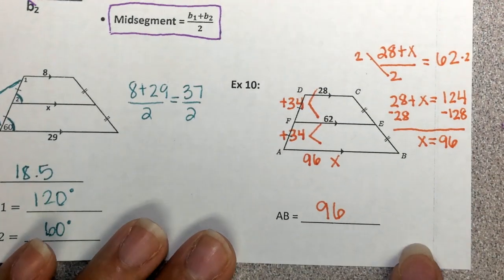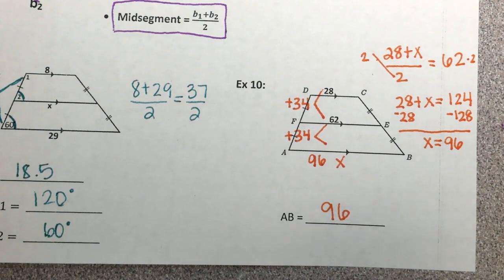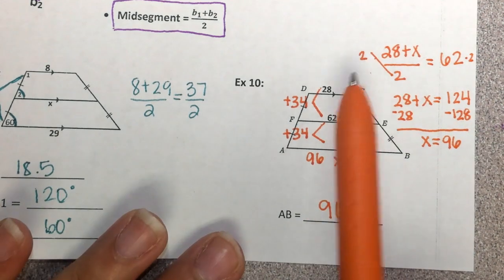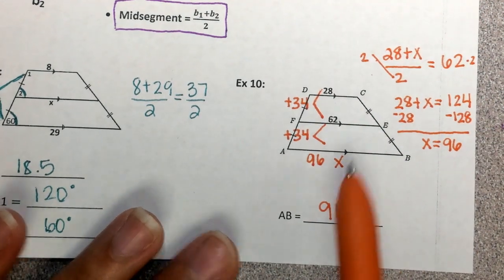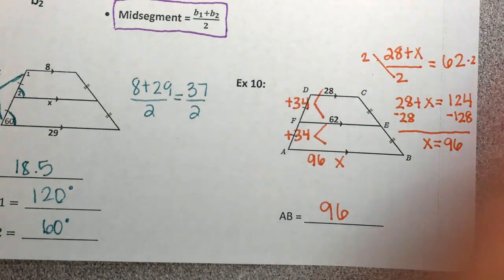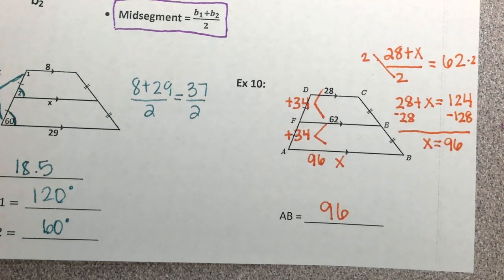96. I need you to know, you're going to see on your homework, the mathematical way is necessary. Because if I give you this is X and this is X plus 5, you have to do the mathematical way.